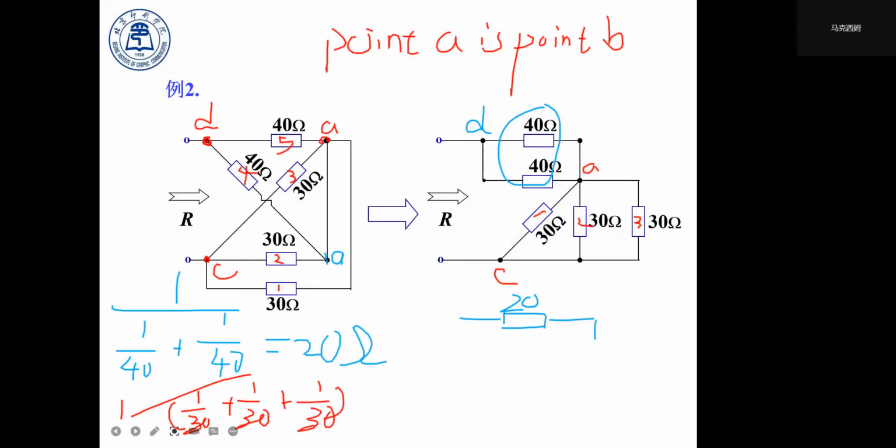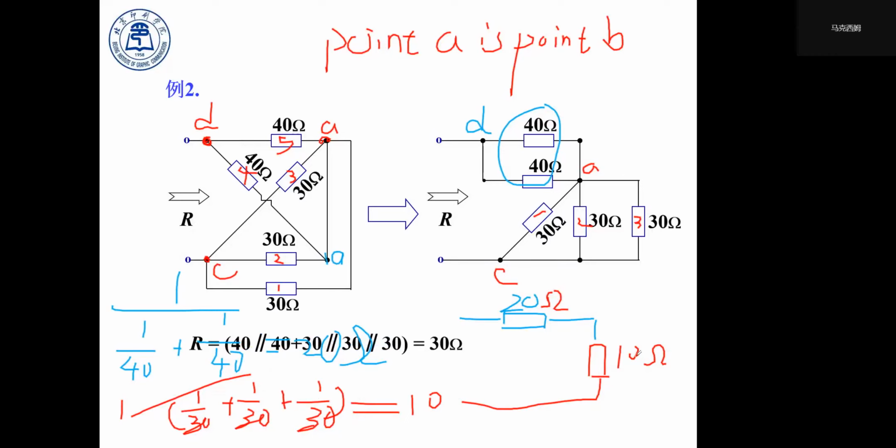Right? And now we can tell that it must equal 10. So we replace those three with a 10 ohm resistor. And we see that the 20 ohm and 10 ohm resistors are in a series connection. So the total equivalent resistance must be equal to 20 plus 10, right? So it must be 30 ohm, right?